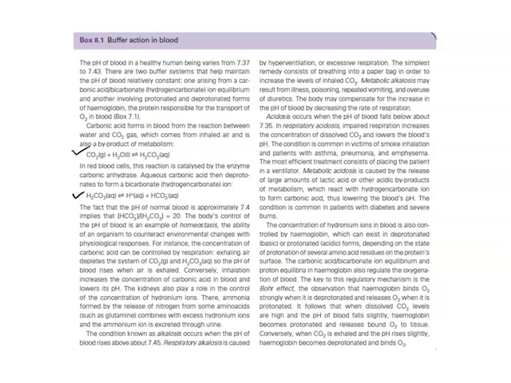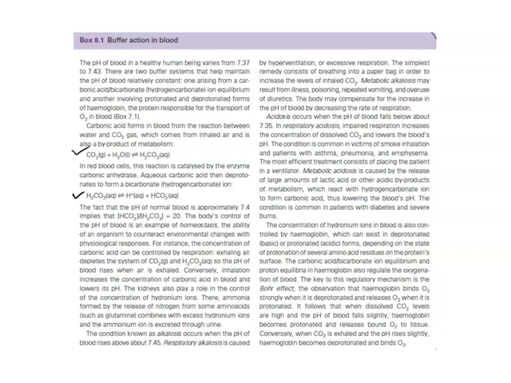The condition known as alkalosis occurs when the pH of blood rises above 7.45. Respiratory alkalosis is caused by hyperventilation or excessive respiration. The simplest remedy consists of breathing into a paper bag in order to increase the levels of CO2. Metabolic alkalosis may result from illness, poisoning, repeated vomiting, overuse of diuretics, or the consumption of aspirin. The body may compensate for the increase in pH of blood by decreasing the rate of respiration.